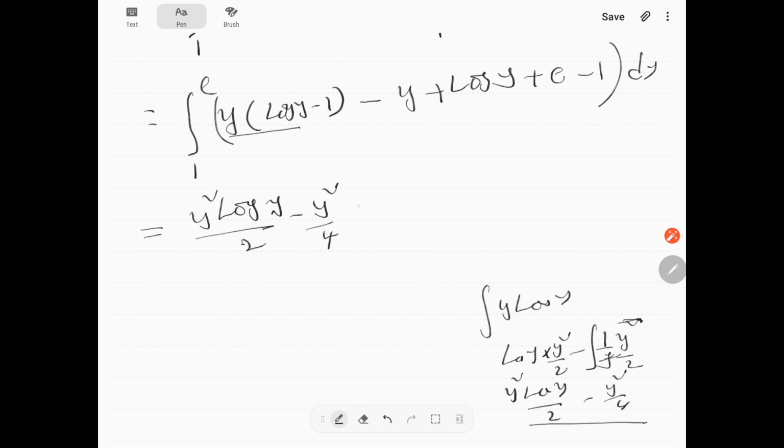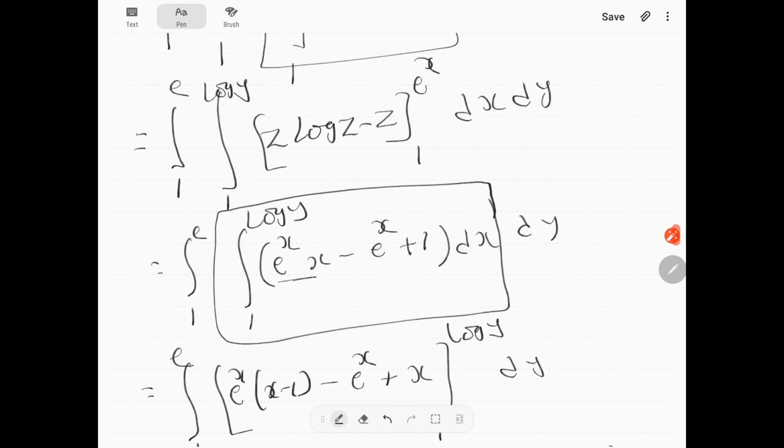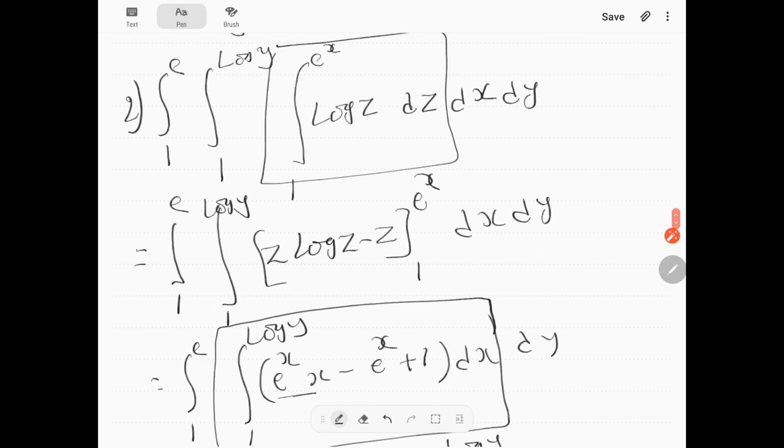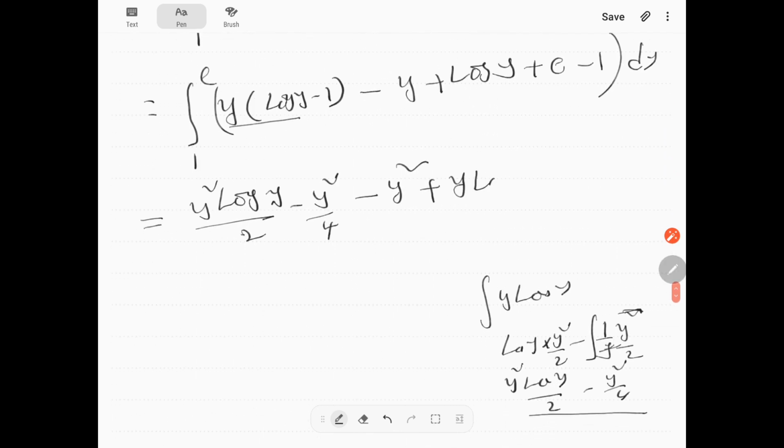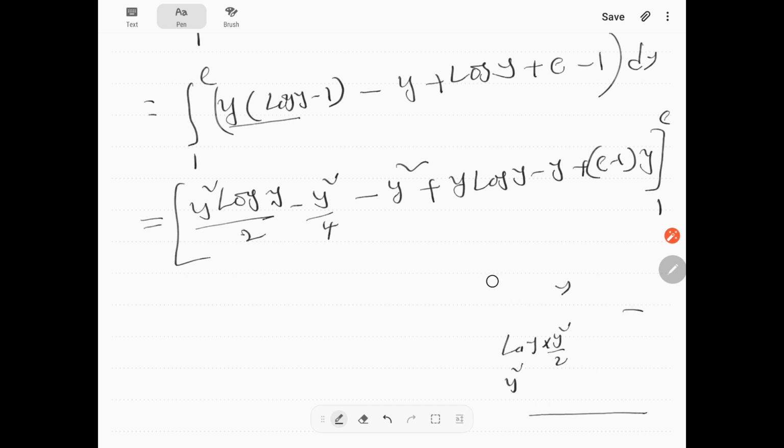This minus y and minus y, that is minus 2y. If I integrate minus 2y, I'll get y square. And here I have plus log y. For log z, the integral is z log z minus z, so the integral of log y is y log y minus y. Plus e minus 1 is a constant and its integral is y dy. And I need to substitute the limits 1 to e. Whatever value I get, that is the answer.